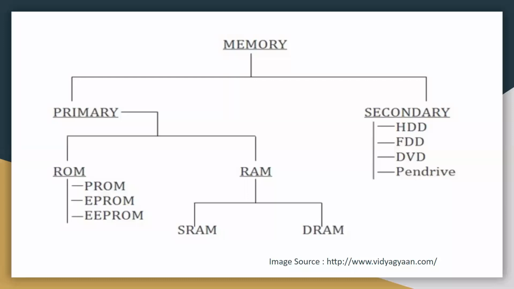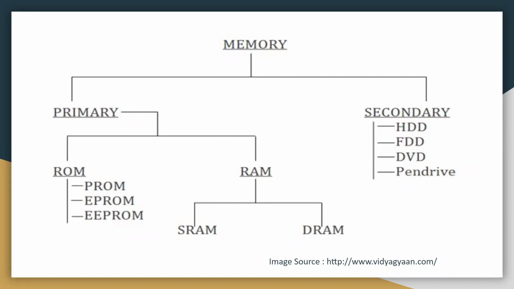This type of memory is made up of semiconductor devices and is not as fast as your registers. The data and instructions which are required to be processed reside in your main memory, and it is divided into two subcategories, that is ROM and RAM.